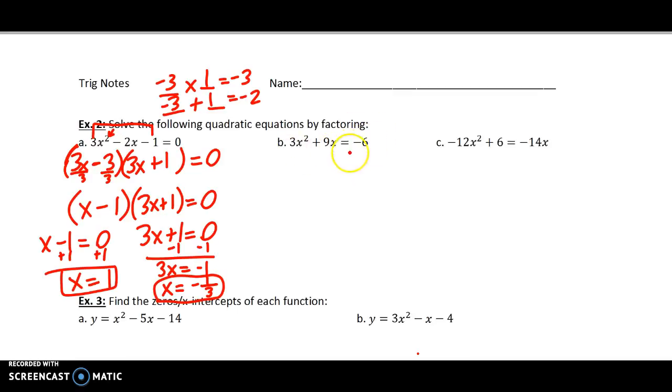First things first, I'm not equal to 0. I'm equal to a negative 6. So I'm going to have to add 6 to both sides. So I get 3x squared plus 9x plus 6 equals 0. Now that I'm equal to 0, I can start factoring like normal.